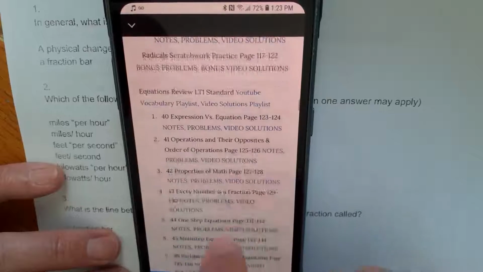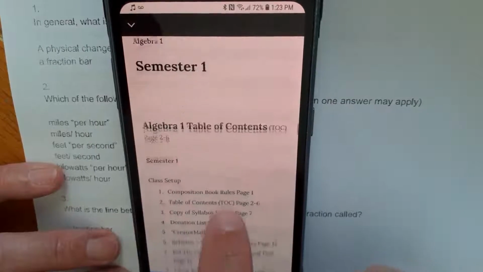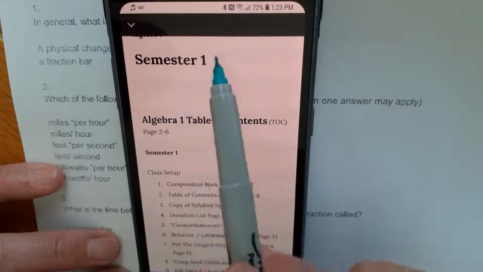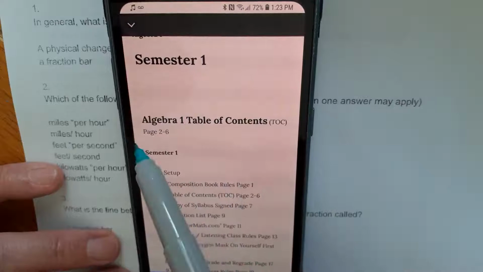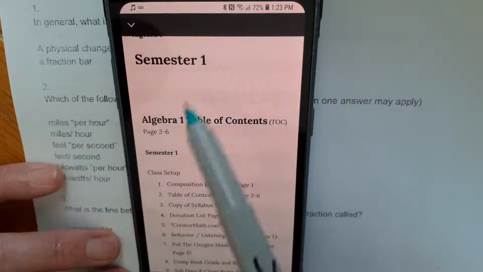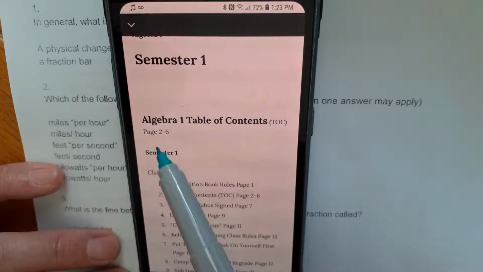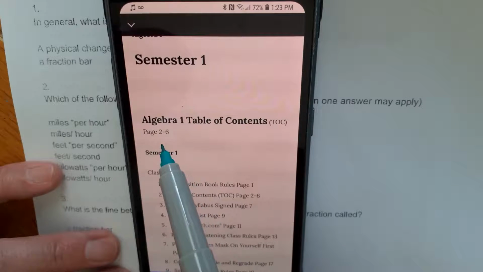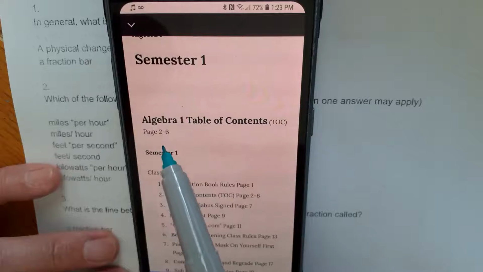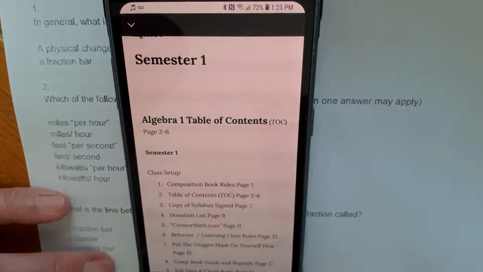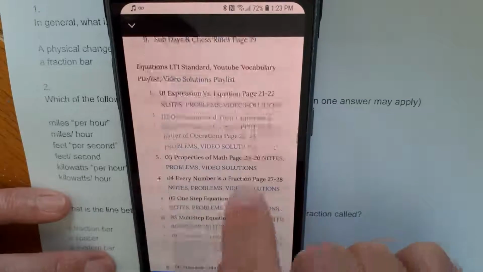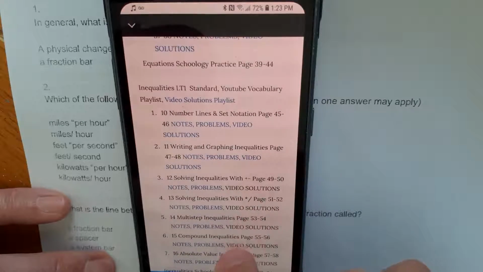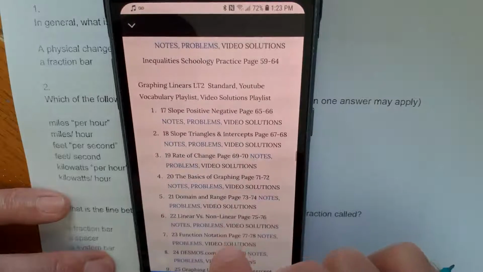Next most important thing is to go to the semester that you are in. If you get to the wrong semester, you won't find what you're looking for. This is the table of contents for this semester. All of this table of contents should have been written by you, the student, onto pages 2 through 6 of your composition book. If you haven't done that already, please stop what you're doing now and do it. Watch the prior videos on the composition book if you don't understand how, and hopefully you will understand after that.